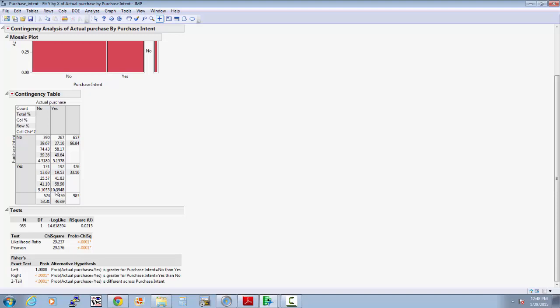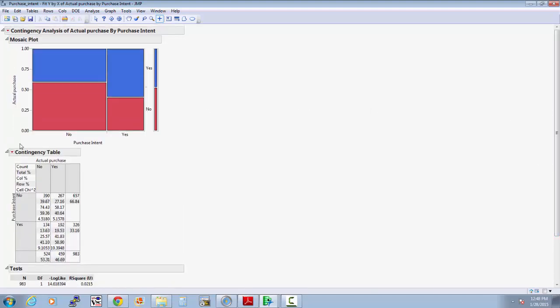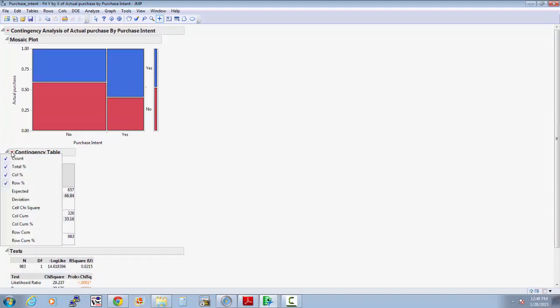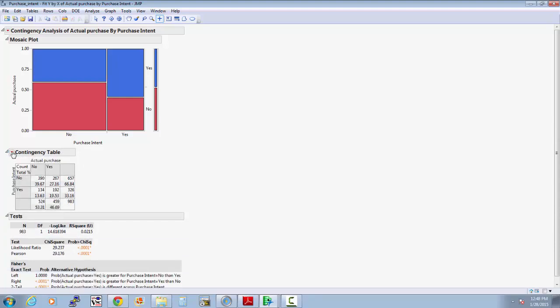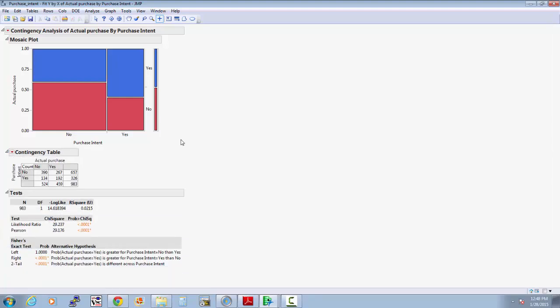So you can add more things into the contingency table if you want to, and of course you can take them away if you think that it's too busy. We could remove features in here as well and ultimately just present the counts if we wanted to do that. So you have some control over how the output is displayed. So that is our basic output for looking at the association between two categorical variables.